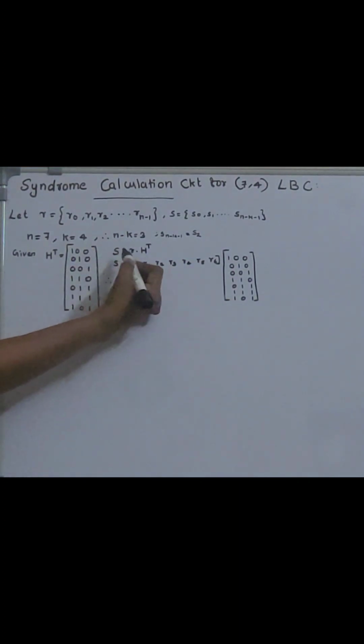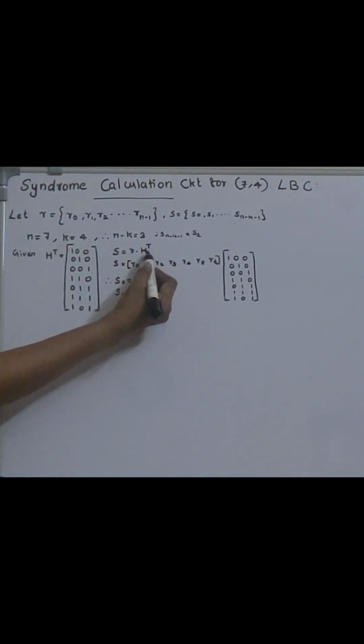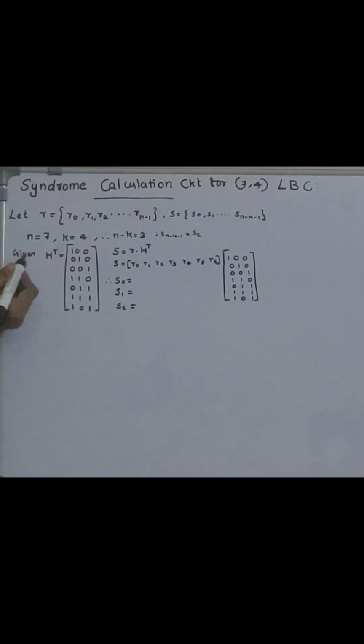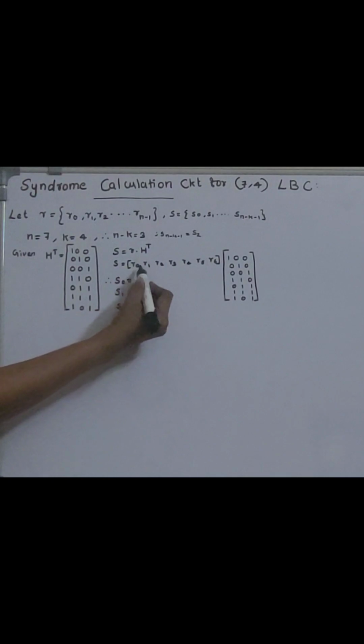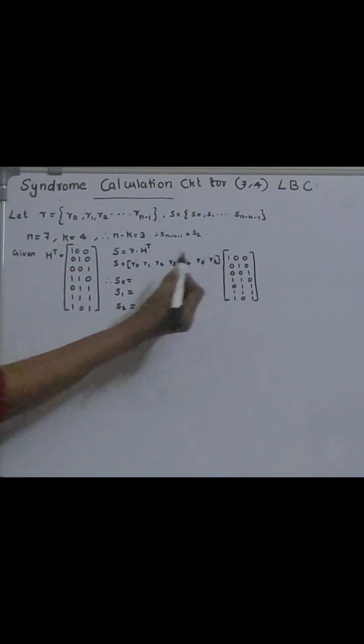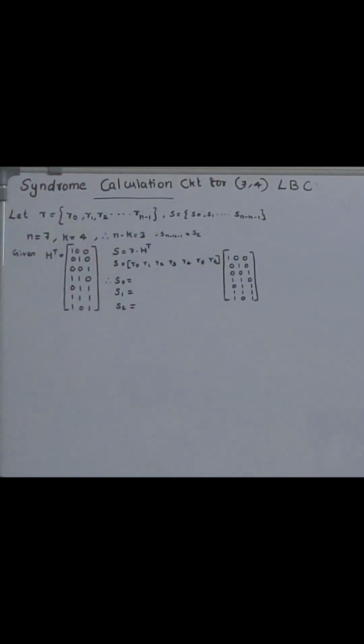Now the equation for syndrome S is equal to R into H transpose. We have given H transpose is equal to 100, 010, 001, 110, 011, 111, 101. This is H transpose. By substituting we get S is equal to R H transpose. S is equal to R0, R1, R2, R3, R4, R5, R6 times the matrix H transpose. So from this we are finding the equations for S0, S1 and S2.